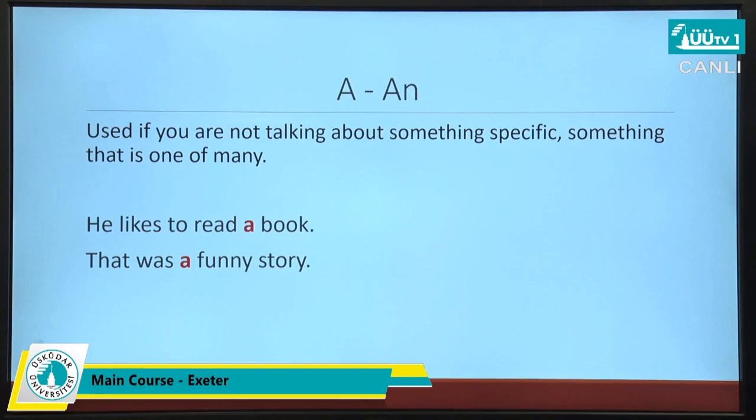We use a and an when we're talking about unspecific things, like that is something of many. For example, he likes to read a book. Any book, doesn't matter, we don't know the book. Or that was a funny story. Again, we don't know it. It's an unspecific thing.